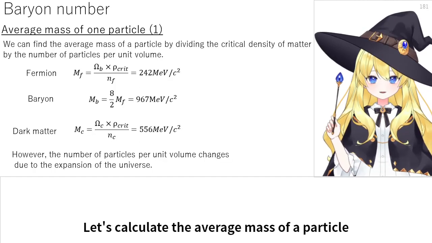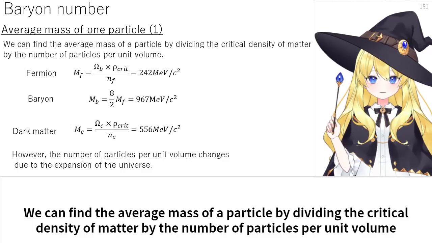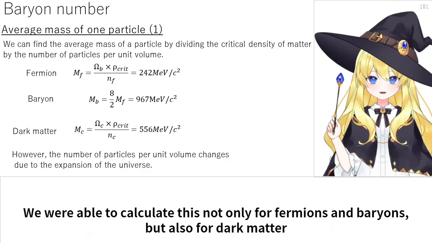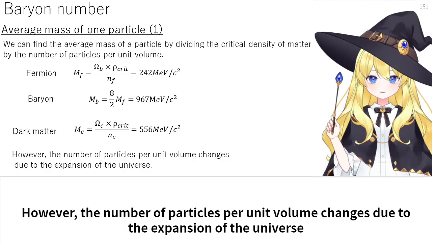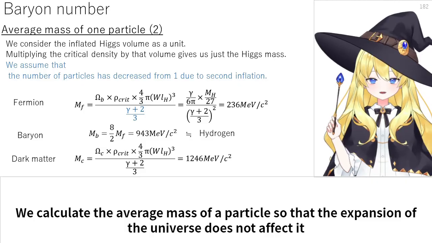Let's calculate the average mass of a particle. We can find the average mass of a particle by dividing the critical density of matter by the number of particles per unit volume. We were able to calculate this not only for fermions and baryons, but also for dark matter. However, the number of particles per unit volume changes due to the expansion of the universe. We calculate the average mass of a particle so that the expansion of the universe does not affect it.